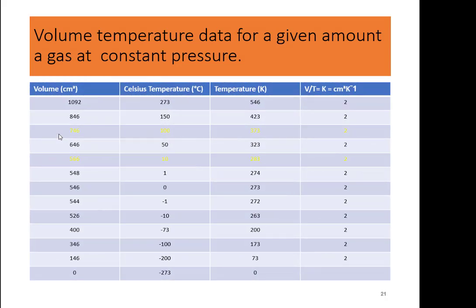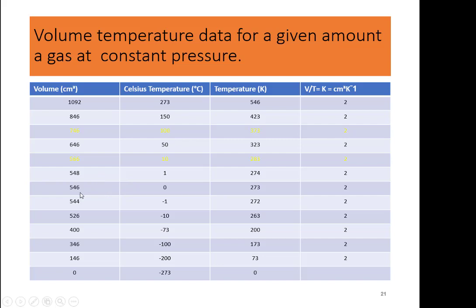Let's see the temperature volume data for a given amount of a gas again. Students, if a gas is warmed by 1 degree centigrade, it expands by 1 over 273 of its original volume. You can observe that at 0 degree centigrade, the volume is 546. So for 1 degree centigrade rise in temperature, the volume becomes 548 cubic centimeter. For 1 degree centigrade rise in temperature, a 2 cubic centimeter increase in volume takes place.